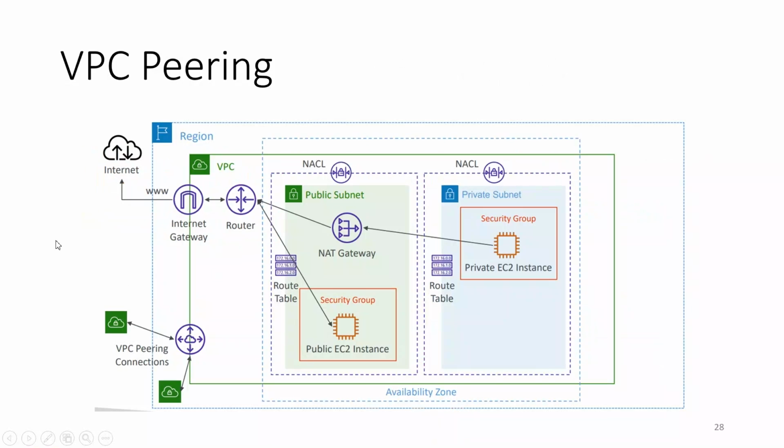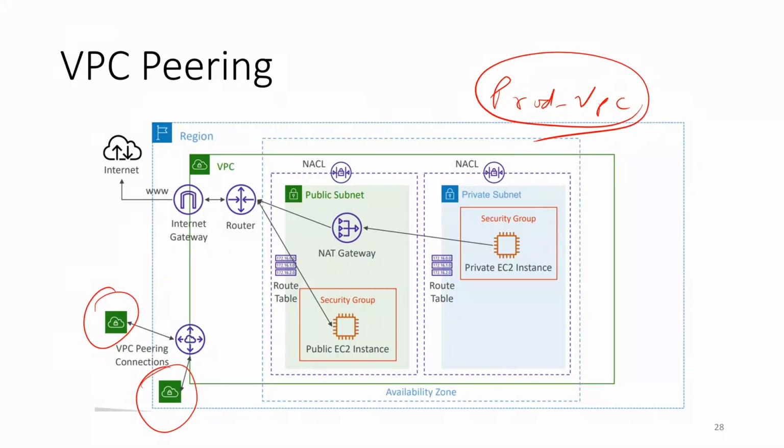So basically, if you have two more VPCs here and there, you can create peering connections between those VPCs to your own VPC. So this is our own VPC, which is the prod VPC, right? So you can do that.